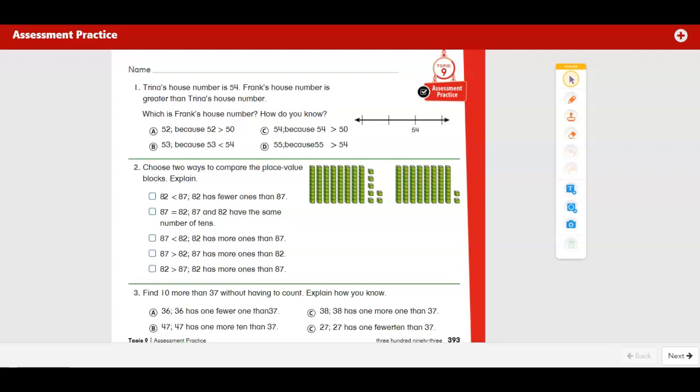Today we are going to be working on your assessment practice for Topic 9. This begins on page 393 and ends on 394.